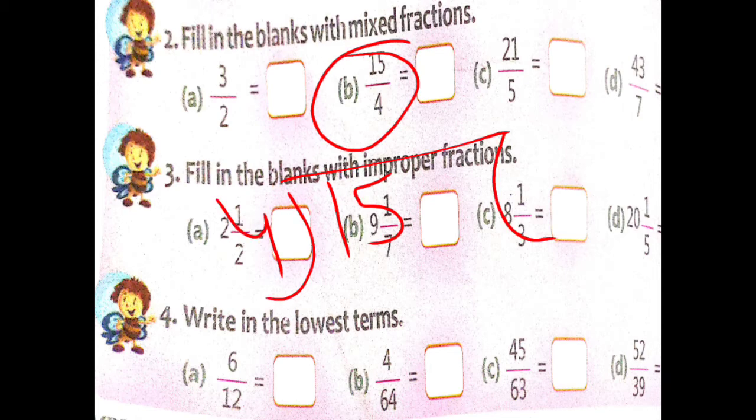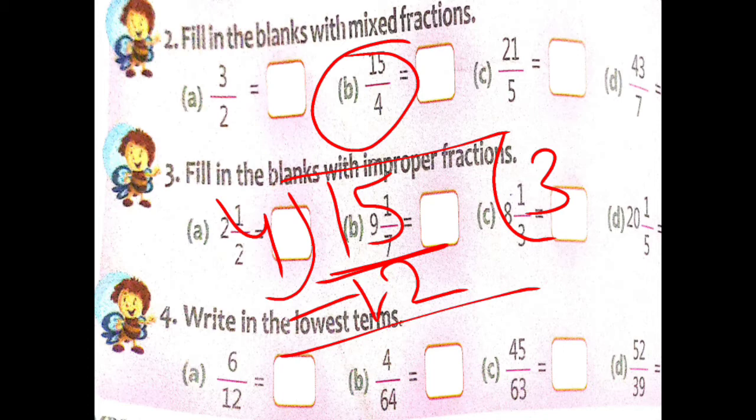In this division, what will you do? 4 ones are 4, 4 twos are 8, 4 threes are 12, 4 fours are 16. So 16 is greater than this. So 4 threes are 12. When we subtract 12 from 15, what do you get? You get 3. So how will you write? You will write 3 of 3 upon 4.